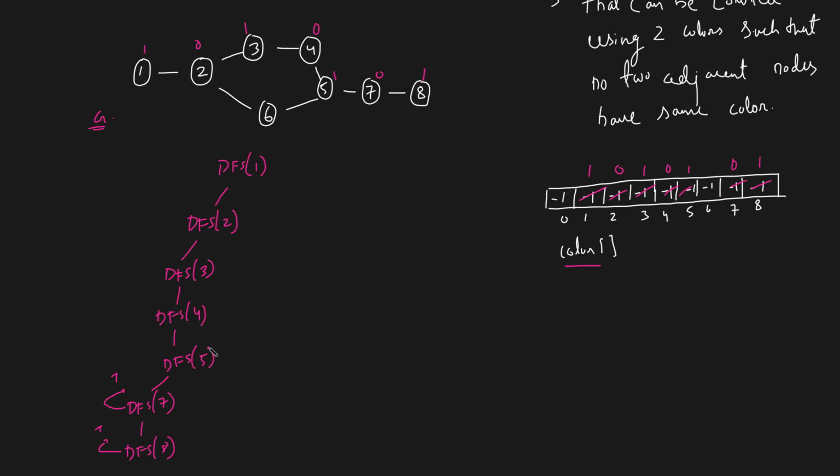From 5, I went to 7, but the 6 was left. So now I will go to 6. Let's color this with the opposite color, right? And now let's go to the DFS of 6. Now when you go to the DFS of 6, 6 looks out for its adjacent. For 6, 5 is its adjacent, and 5 is already having an opposite color. But for 6, the other adjacent 2 is not having the opposite color. Hence, I can say this is not bipartite.